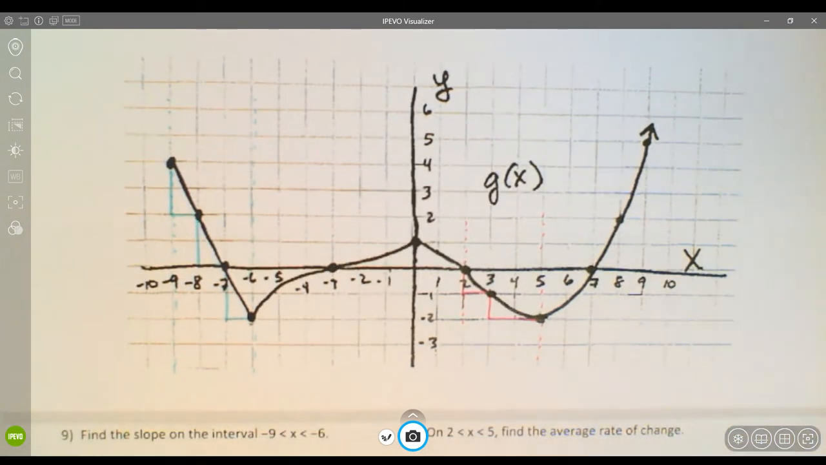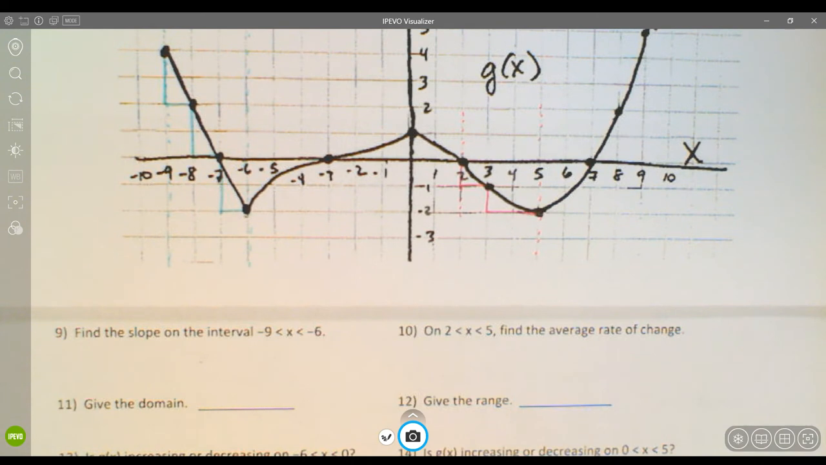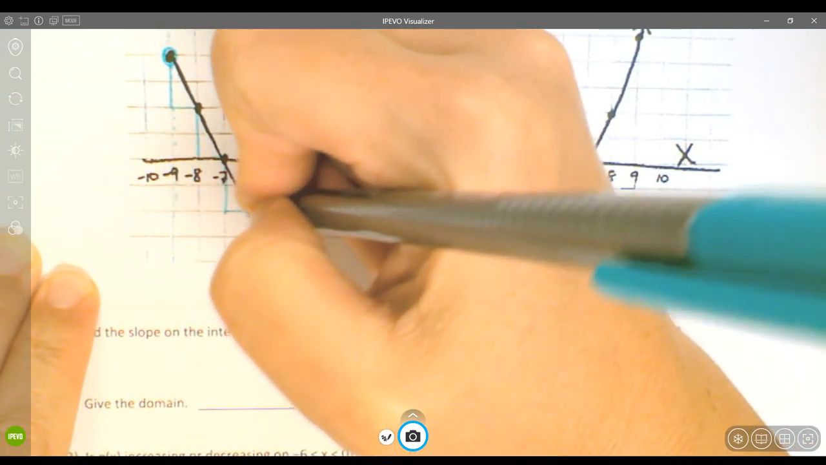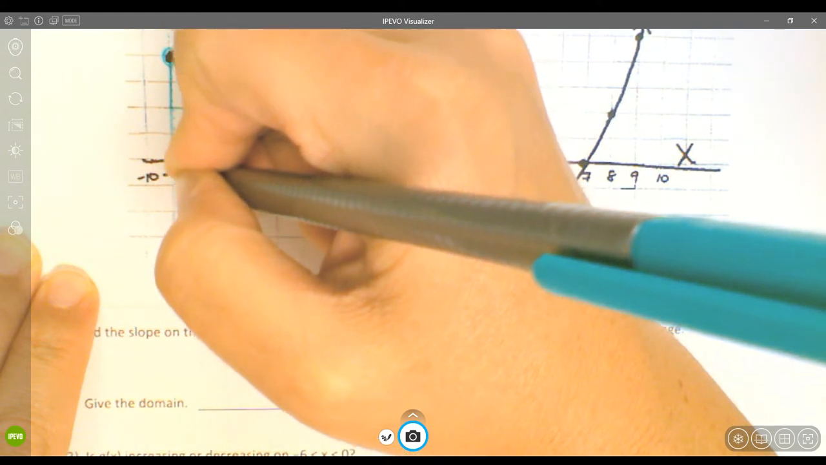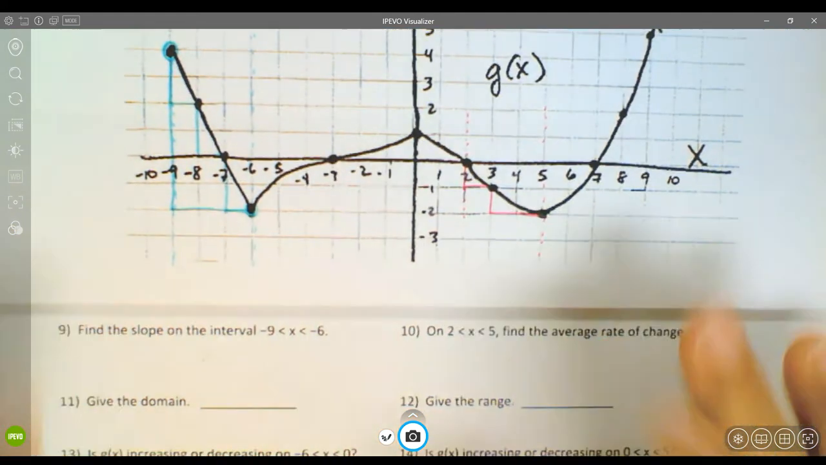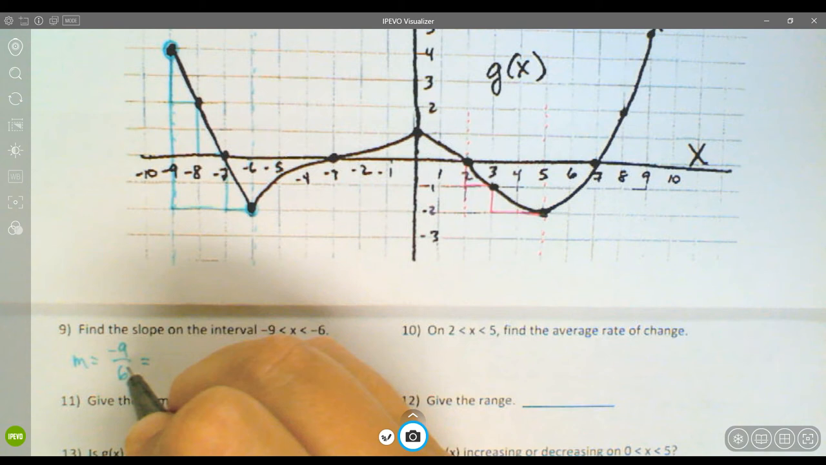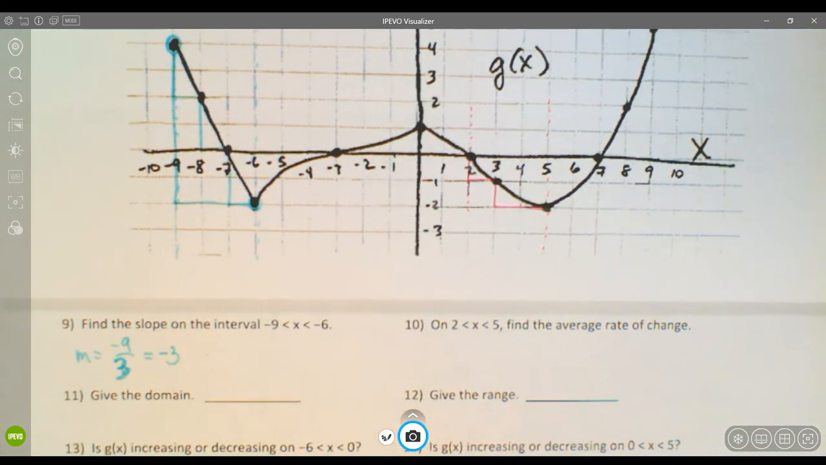Find the slope on the interval from -9 to -6. Well, when I go from x equals -9 to x equals -6, I'm going to go down 1, 2, 3, 4, 5, 6. Then I'm going to go to the right 1, 2, 3. So my slope will be -9 divided by 6. No, just kidding. Divided by 3, which equals -3.